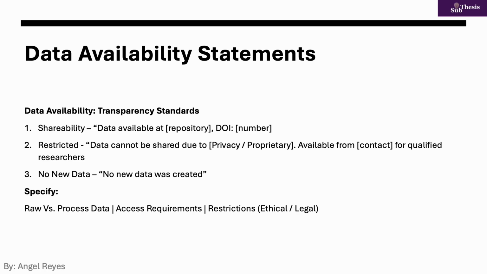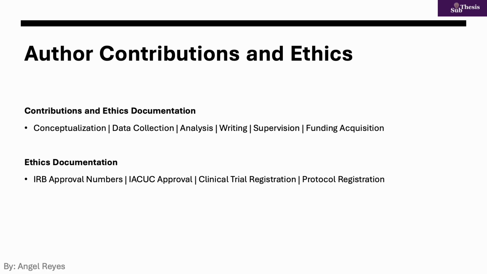Be specific about what's available. Raw data differs from processed data, differs from analysis datasets. Explain any restrictions clearly, ethical, legal, or commercial. This transparency serves everyone. Researchers can build on your work, reviewers can verify your analyses, and you're protected from endless individual data requests. Author contribution statements combat ghost authorship and gift authorship by clarifying who did what.